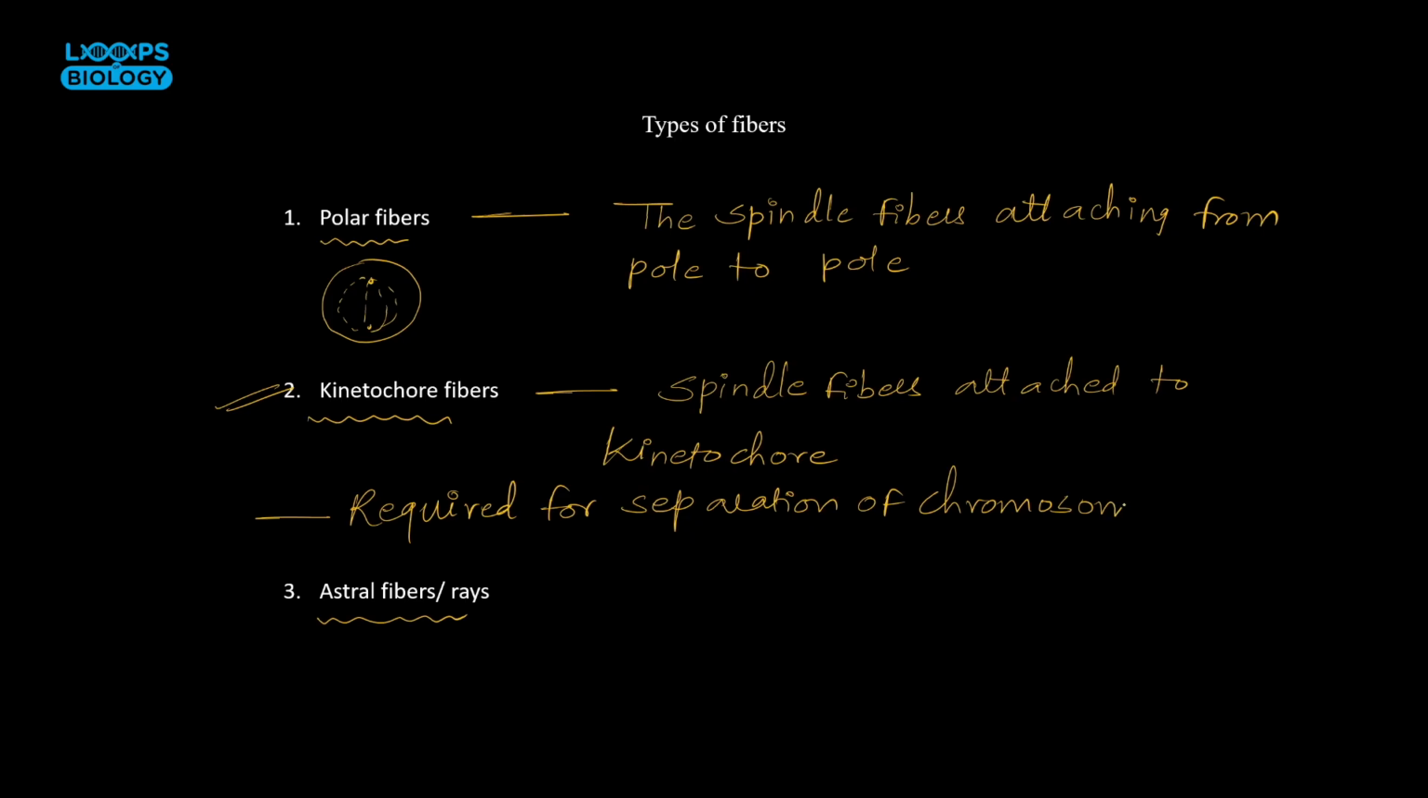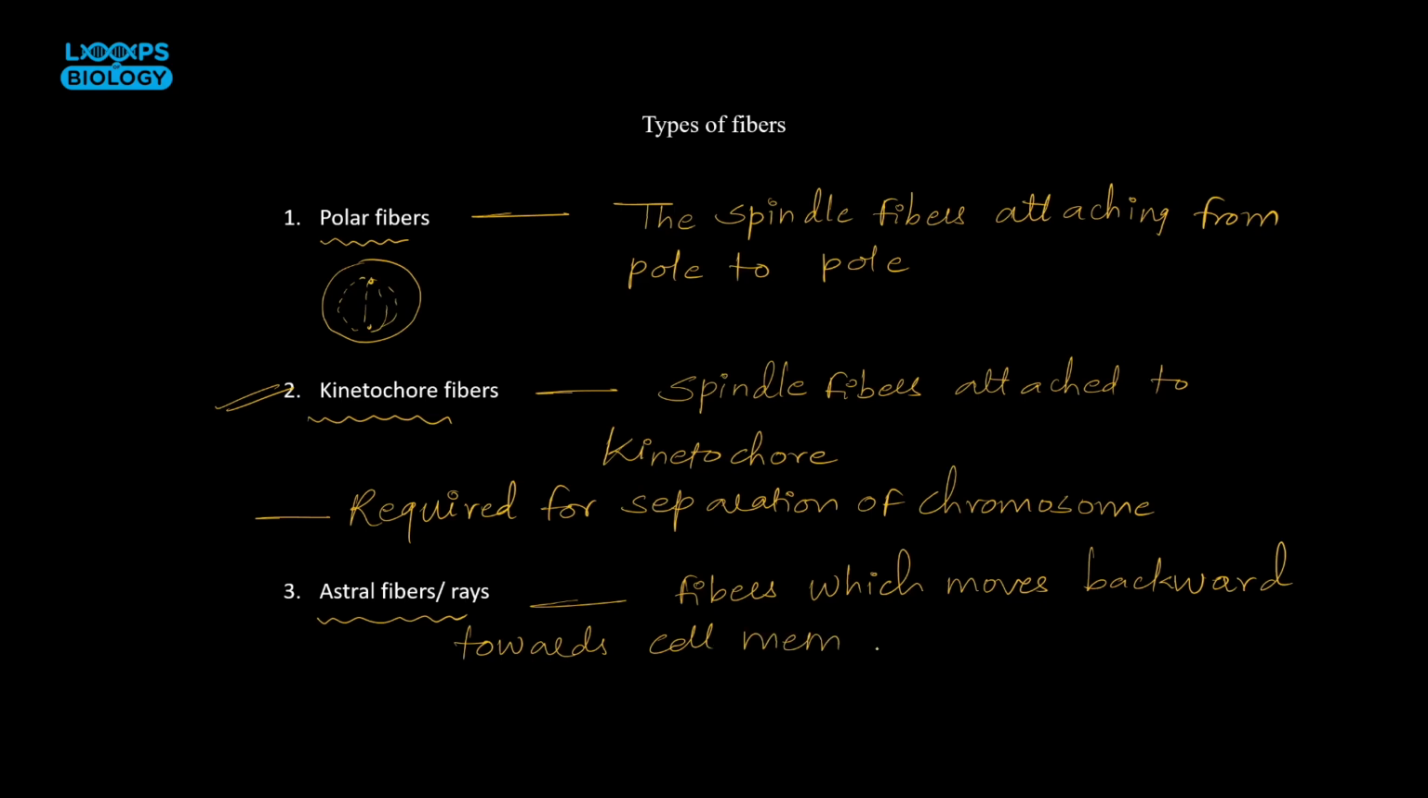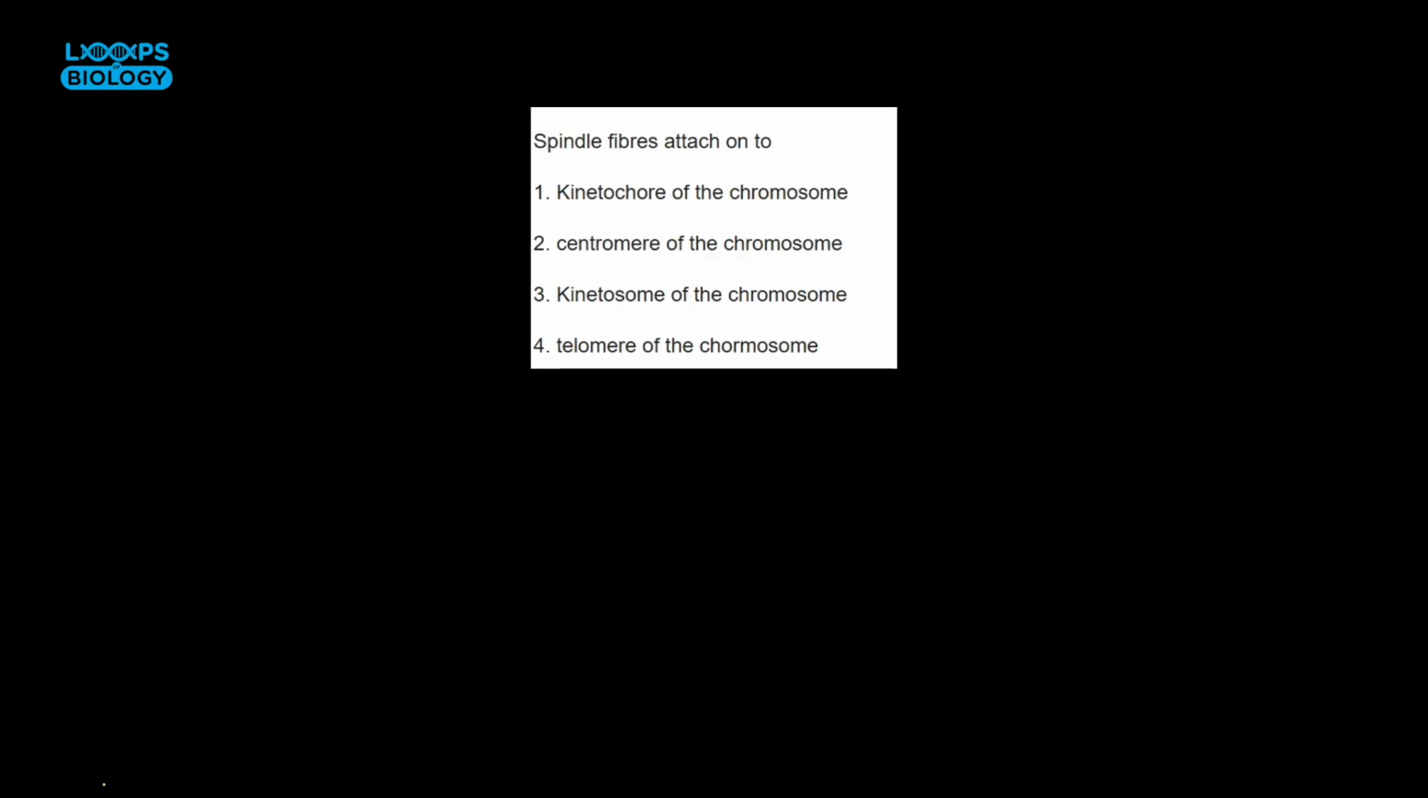Now, as we have seen, the centriole is going to distribute the fibers in every direction, right? Some fibers will reach the chromosome, some fibers will reach the poles, but some fibers move backward. The fibers which move backward towards the cell membrane are called astral rays or astral fibers. Got my point, guys? These are the types of fibers.